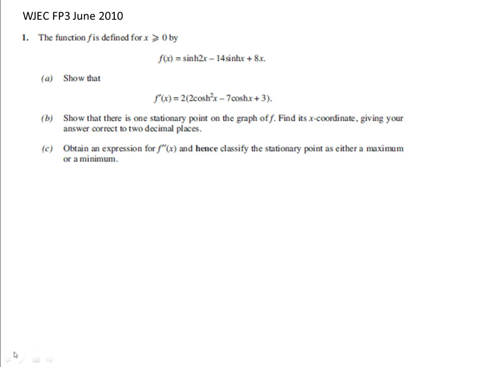So we've got f of x is sinh 2x minus 14 sinh x plus 8x. The derivative of sinh 2x is 2 cosh 2x. The derivative of sinh x is just cosh x, and the derivative of x is just 1. So to differentiate f of x, we can just write down f dash x is 2 cosh 2x, take away 14 cosh x plus 8.